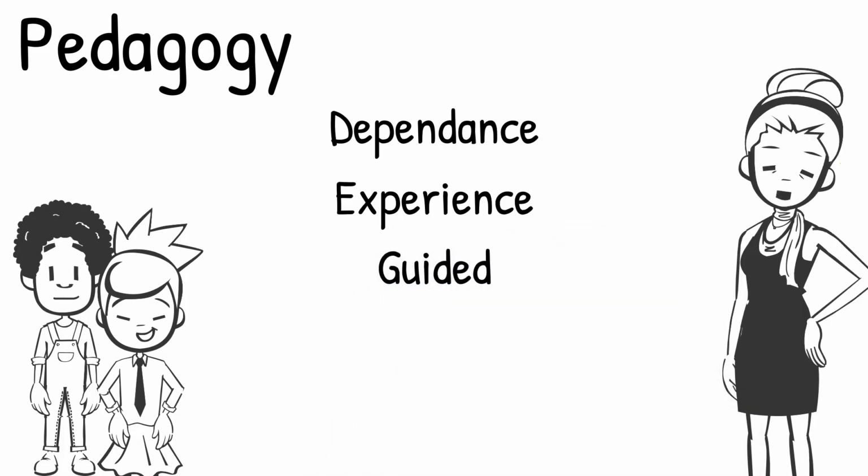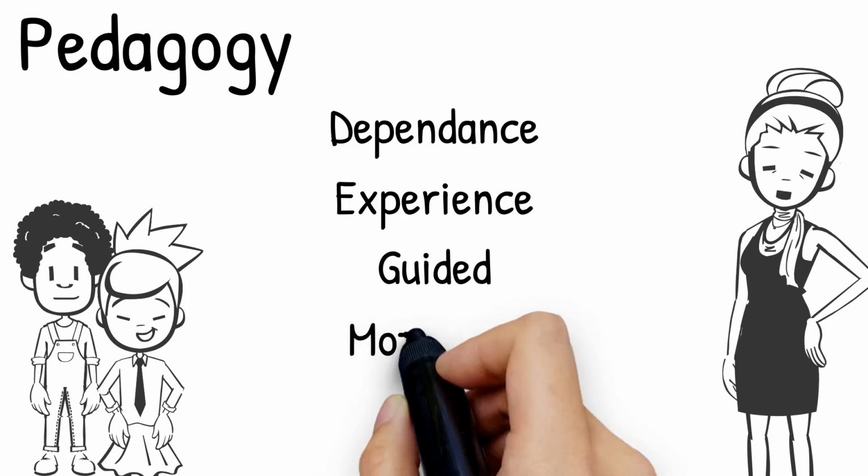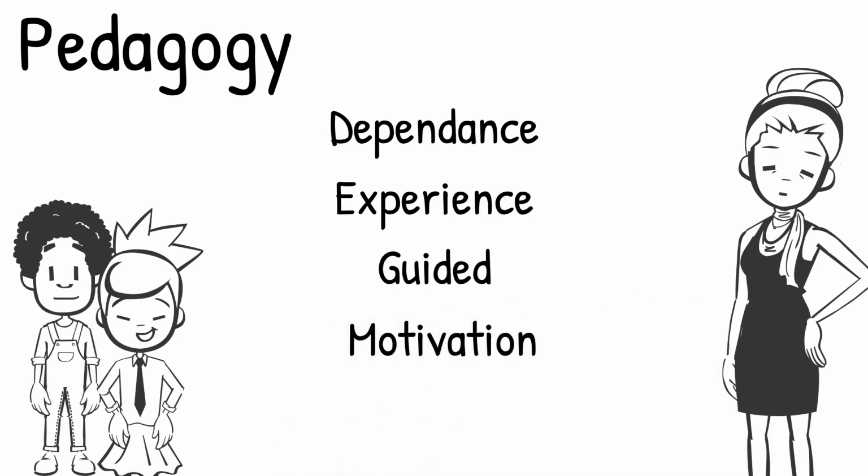Third, guided. Adolescents are told what they have to learn and learn best by doing. Activities should deliver particular learning objectives in an engaging way. And fourth, motivation. Adolescents are primarily motivated by external pressures, such as effective praise and good grades.